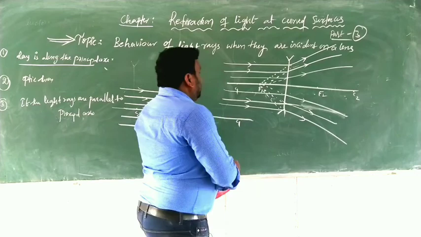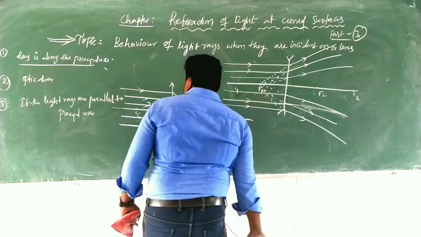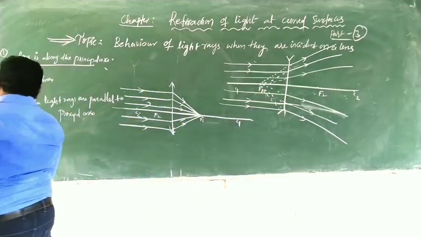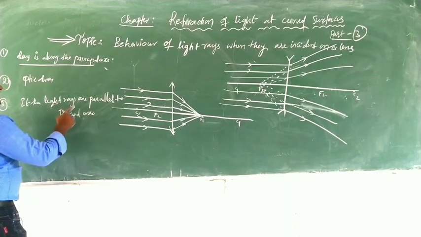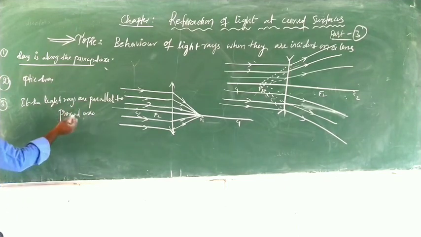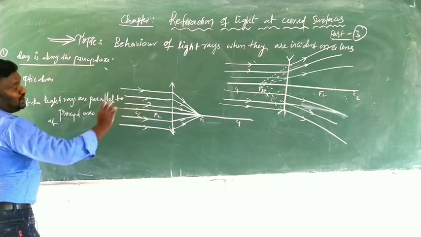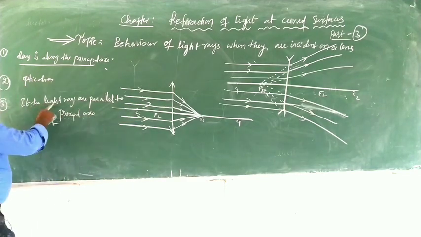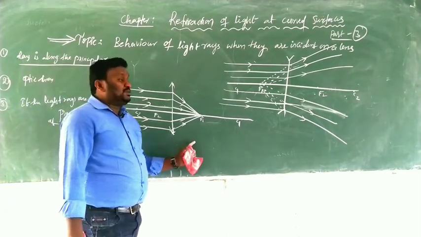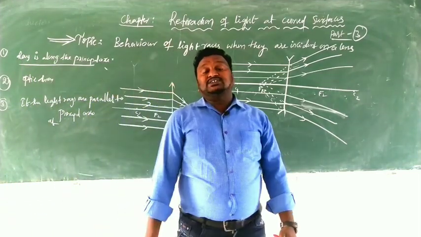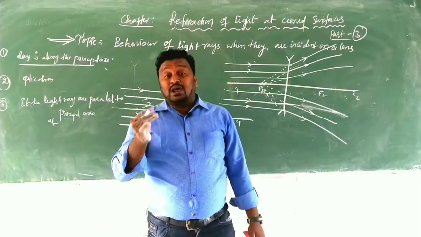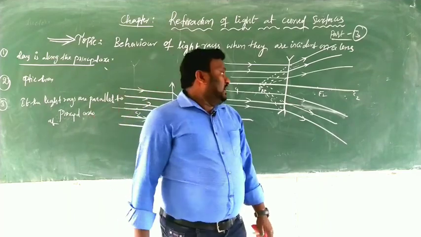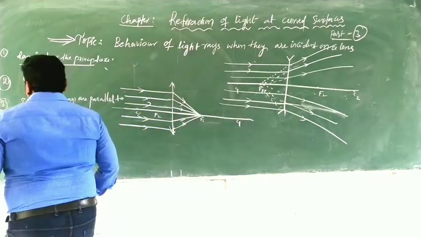So here this point is F1. Clear, children? Third is what? If the light rays are parallel to the principal axis, then what do you observe? After refraction, they meet at what? One focal point. Clear? If the light rays are parallel to the principal axis, then after refraction, they should meet at one focal point. Clear?